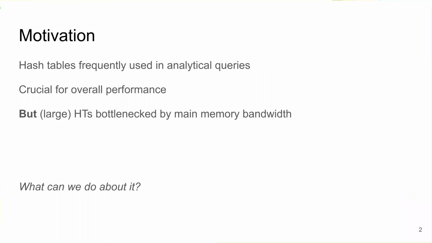This is mainly centered on hash tables. Hash tables are data structures frequently used in analytical queries, and it turns out they're pretty crucial for overall performance. There are certain problems, because you may end up with huge hash tables, and then access to those data structures is bottlenecked by main memory bandwidth. So we're basically hitting the main memory wall. And our question was, what can we do about it?